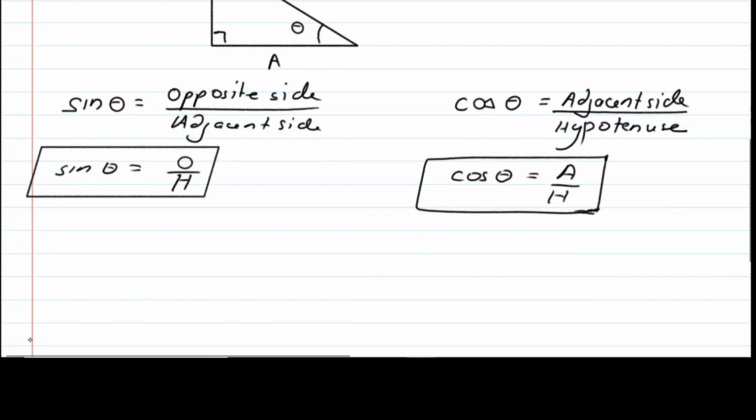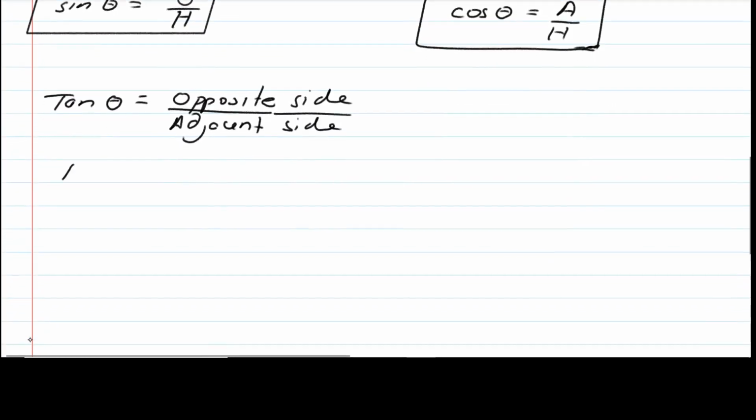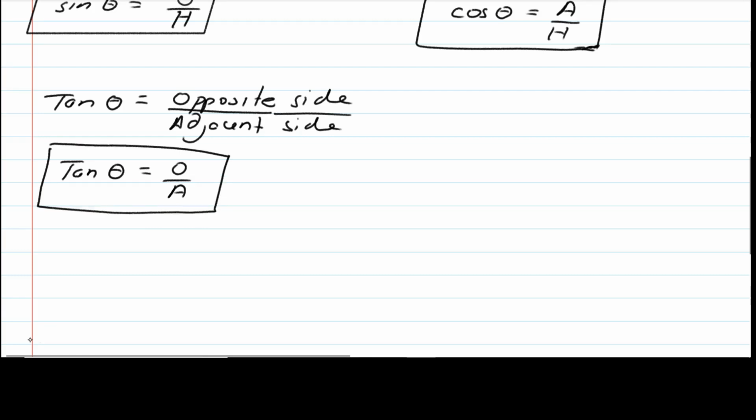Okay, and the last one from here is called tangent theta is equal to opposite divided by the adjacent side. And in short, we write this as tan theta is equal to O over A. And this again is another important rule that you need to remember. So we have to use these three different rules over here to actually work out the length of the sides of a right angle triangle and the angles as well.